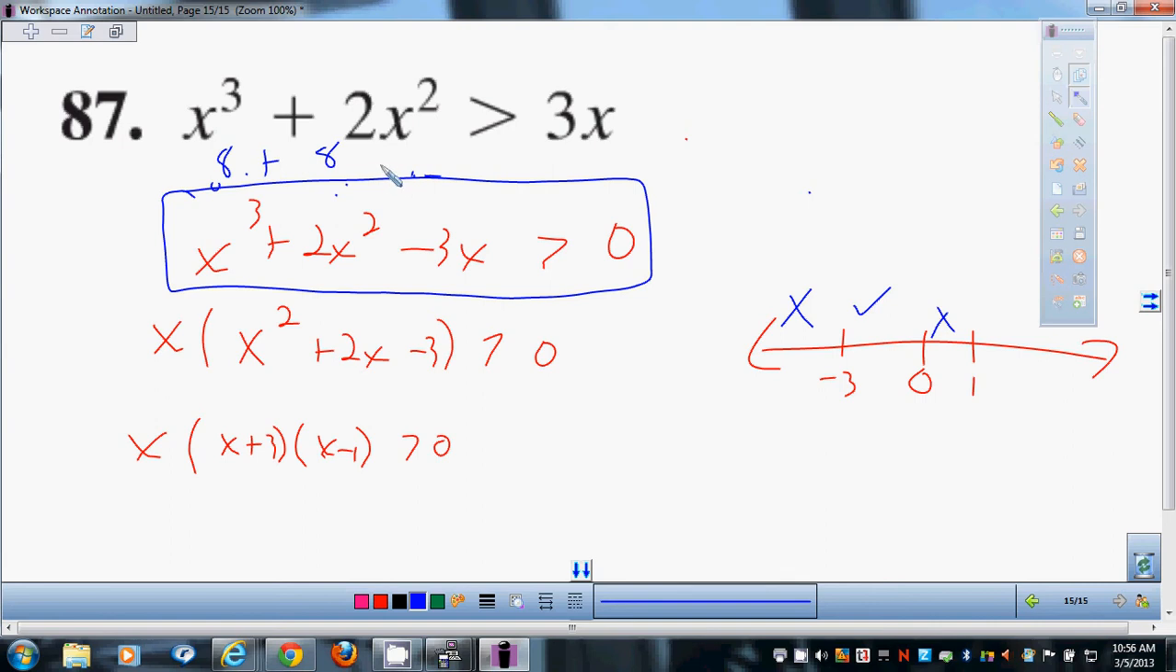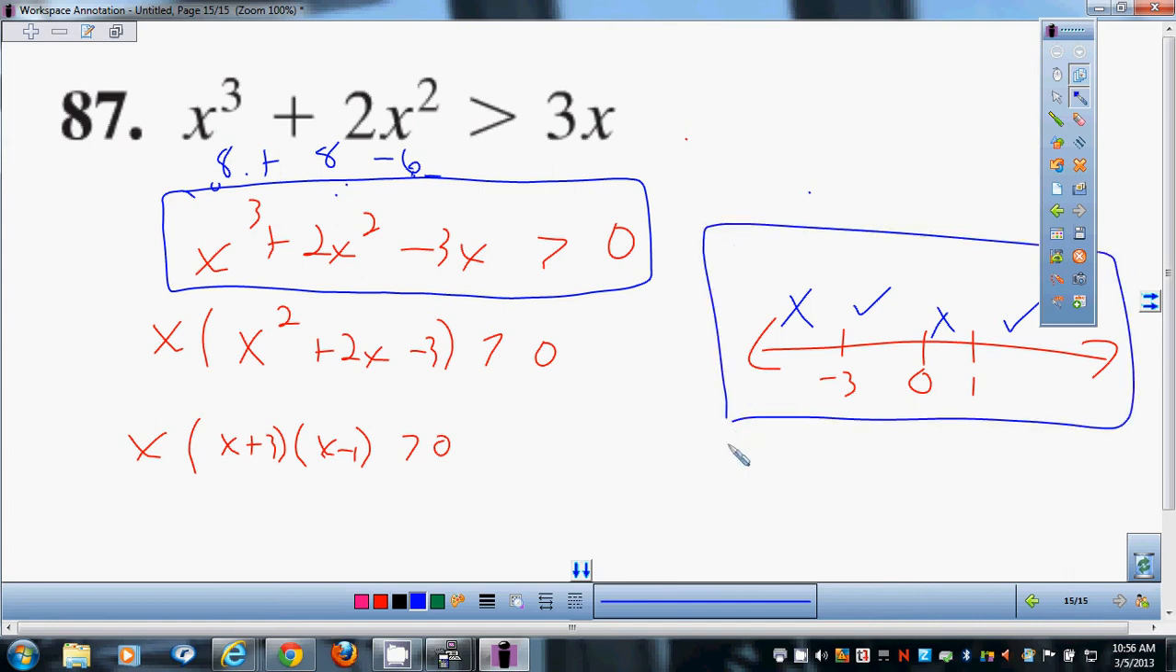Questions? If it's pre-factored for you, that's even better. You can just pull them straight out.